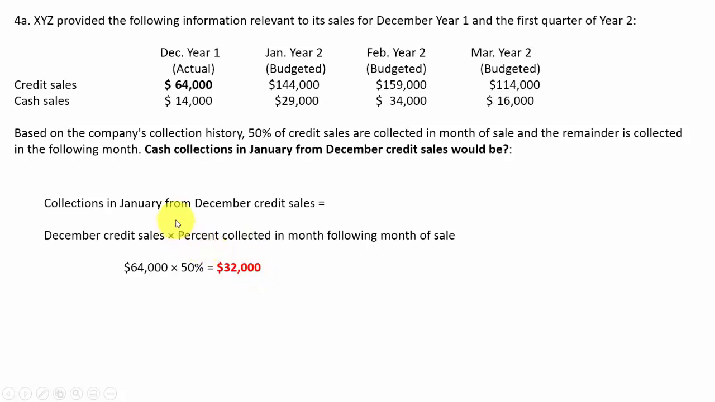It's a relatively easy question, and maybe some people stumble on it because there's so much data here, and you got to pick out what's relevant and what's not relevant.